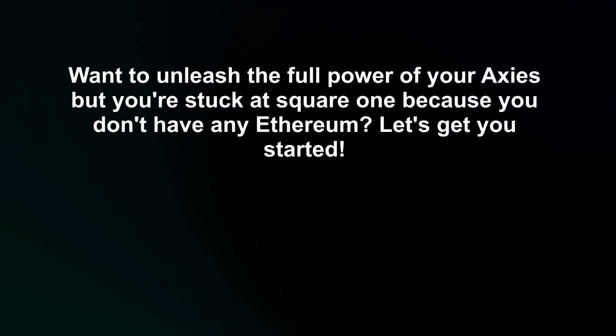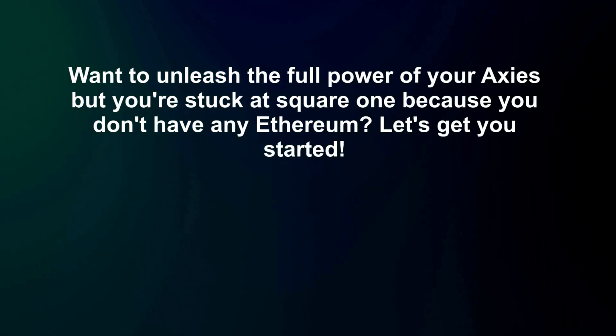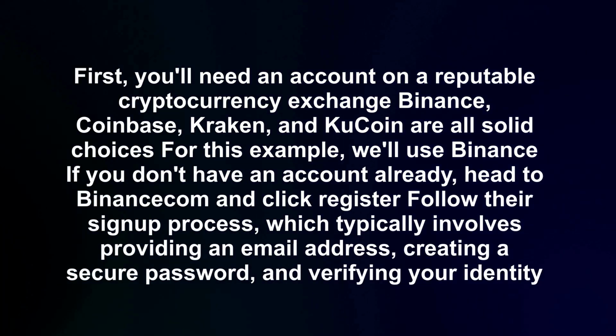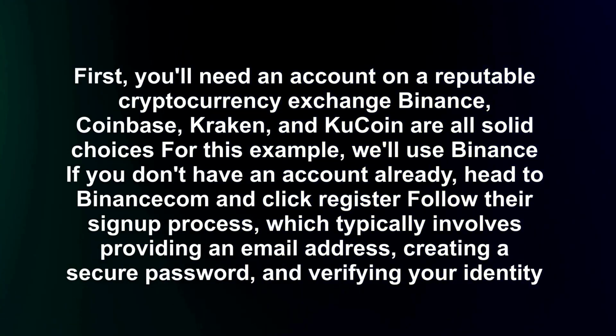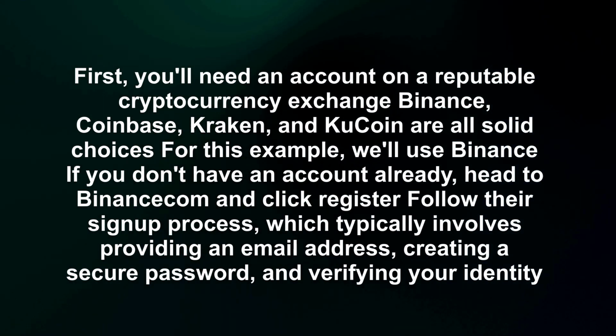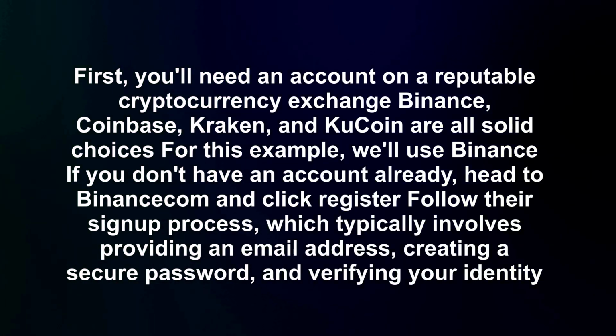Want to unleash the full power of your Axies but you're stuck at square one because you don't have any Ethereum? Let's get you started. First, you'll need an account on a reputable cryptocurrency exchange. Binance, Coinbase, Kraken, and KuCoin are all solid choices. For this example, we'll use Binance. If you don't have an account already, head to Binance.com and click register.